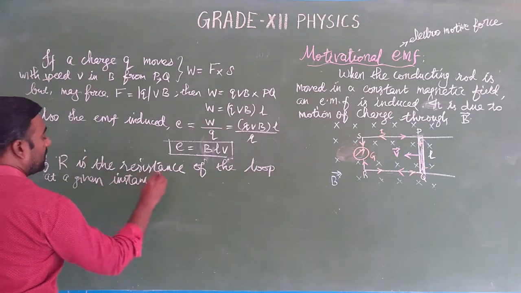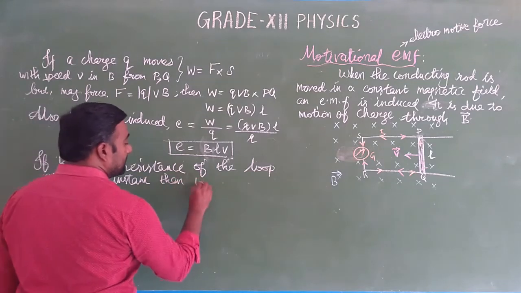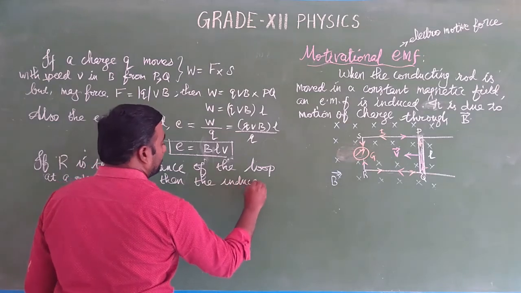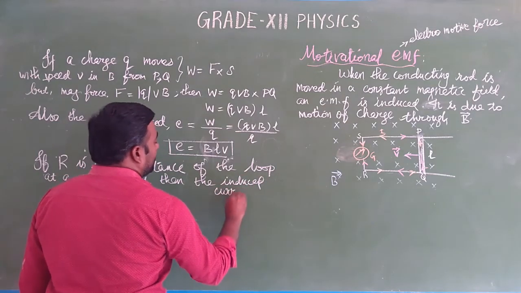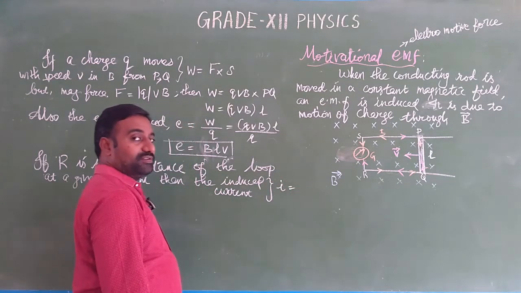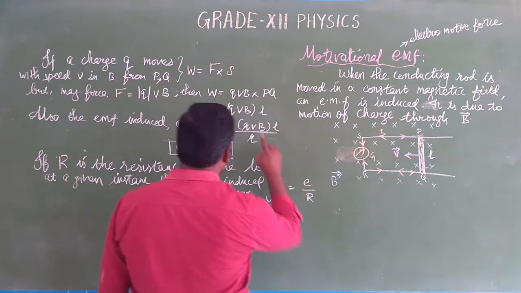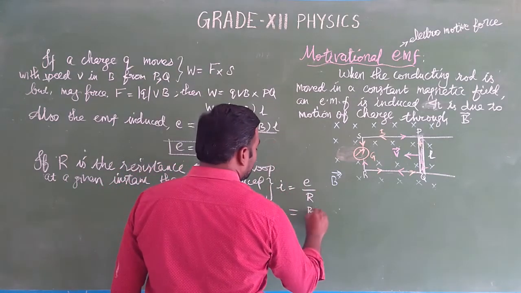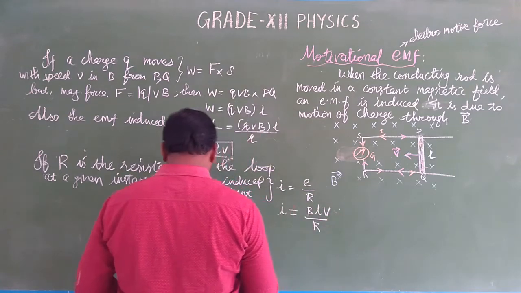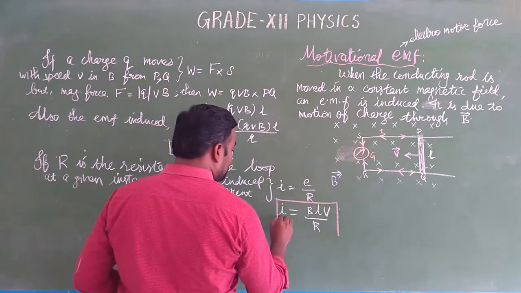what will be the induced current? The induced current I is equal to V by R. Here V is nothing but the EMF E, and we already found the value of E. So I is BLV divided by R. This is the strength of the induced current in the circuit.